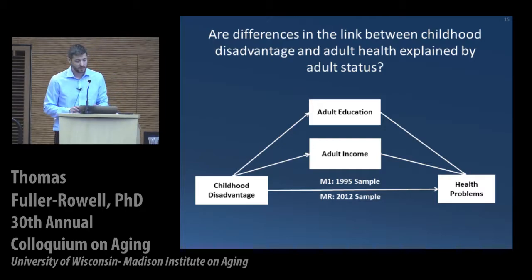Okay, so is this something fundamental about how childhood disadvantage is getting under the skin to influence health, or is this somehow operating through adult status attainment? When I say adult status attainment, I mean adult education and adult income levels. So we wanted to consider whether this difference over time was really accounted for when we adjust for adult status, to see whether it's operating through these variables.